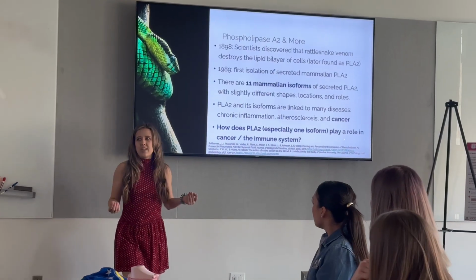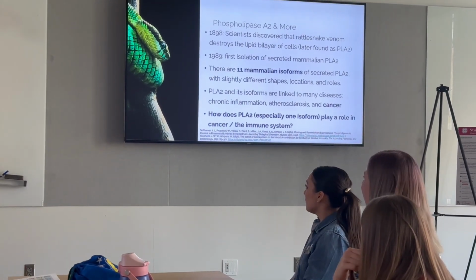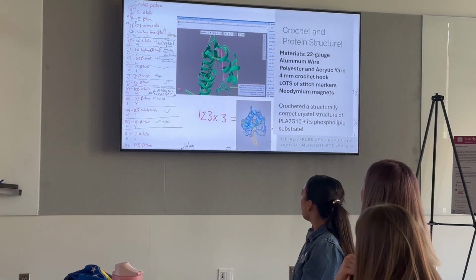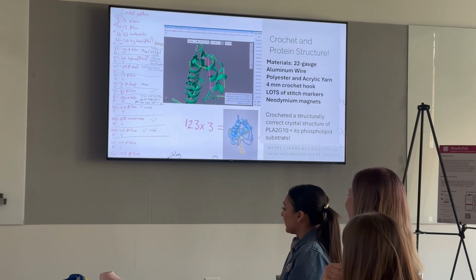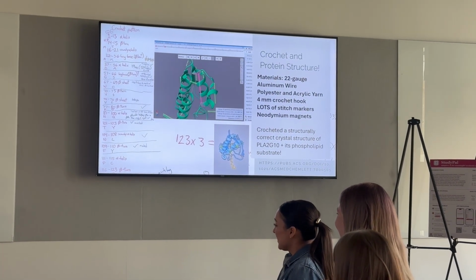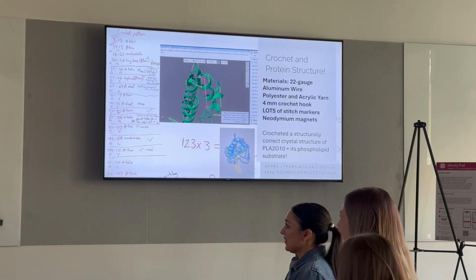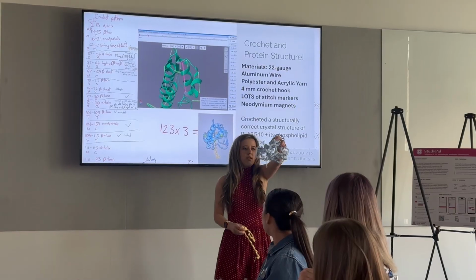But what does inflammation have to do with cancer and the immune system? So I'm trying to answer here. I'll answer that very soon, but first I have to show you what it looks like. So since this past year, I've tried to figure out how to recreate the structure because I'm very interested in it. This is Phospholipase A2 group 10.